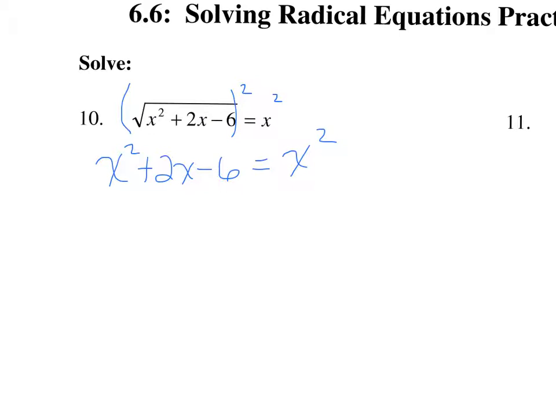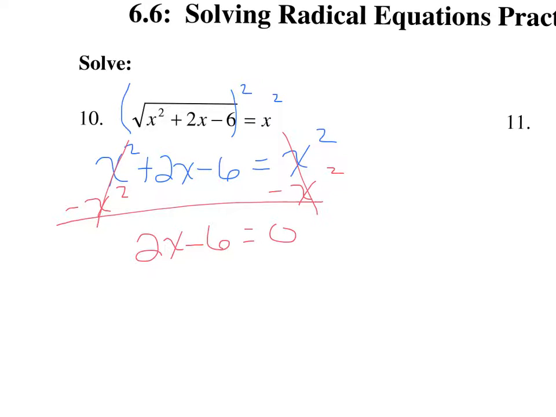Well, this is a quadratic equation because of the x squareds. But when I try to make it equal 0, I need to subtract this x squared from this side and this x squared over here, and they end up canceling off. So I just end up with 2x minus 6 equals 0. And I'm just going to solve for x by adding 6 to both sides. I get 2x equals 6, and then divide by 2, x equals 3.